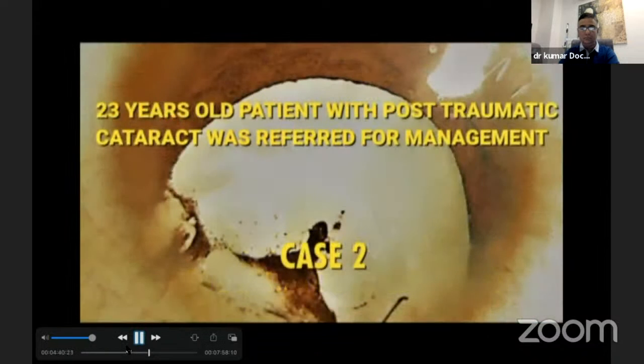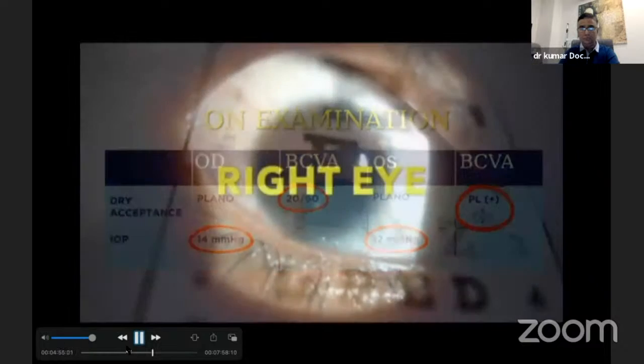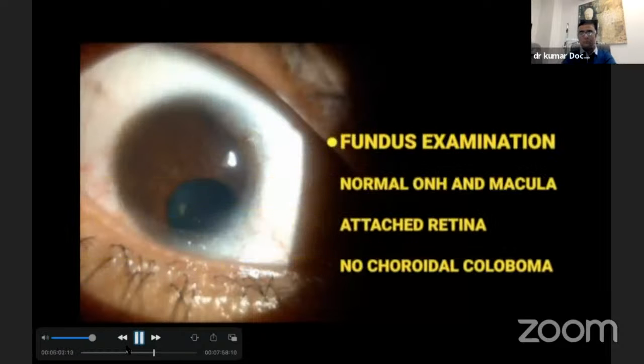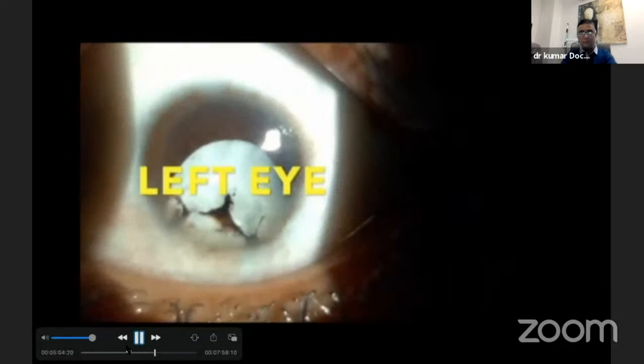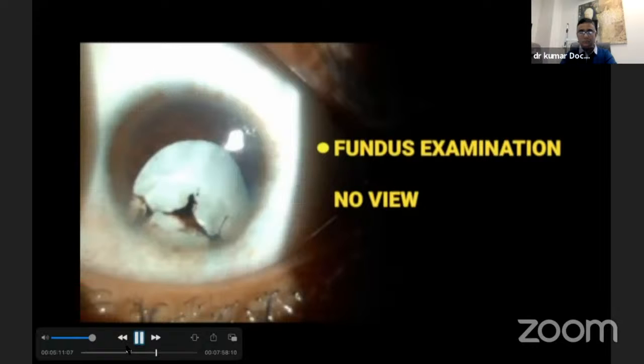A second interesting case: post-traumatic hypermature cataract, referred for management. On examination, her BCVA in the right eye was 20/60, in the left eye PL and PR accurate. Her IOP was normal in both eyes. Slit lamp examination of the right eye revealed microcornea with iris coloboma and nystagmus and a normal retina. Left eye examination revealed microcornea with an iris coloboma, nystagmus and a traumatic hypermature cataract. Low retinal view was possible.